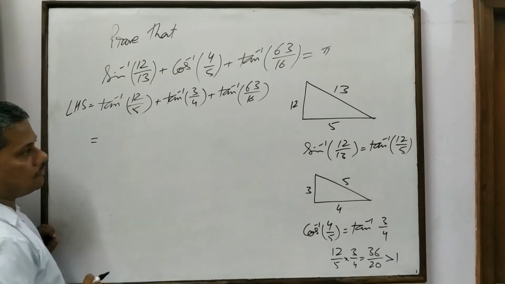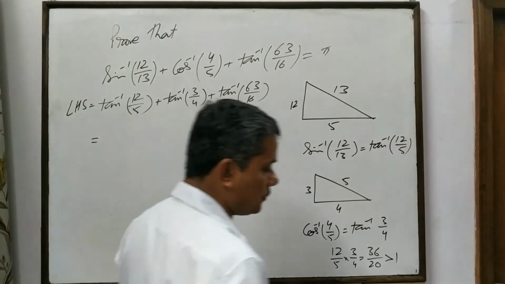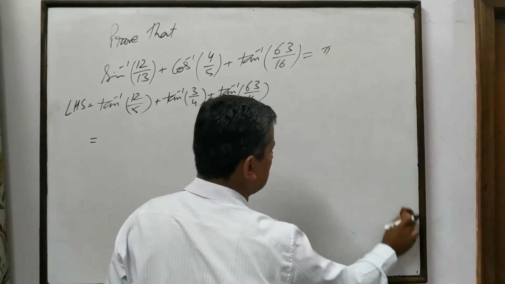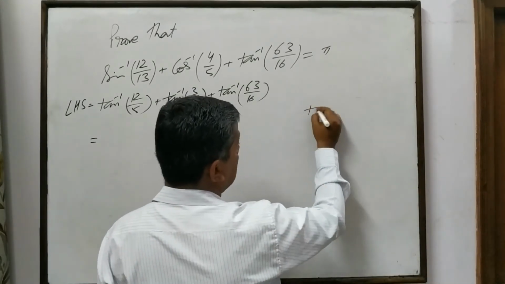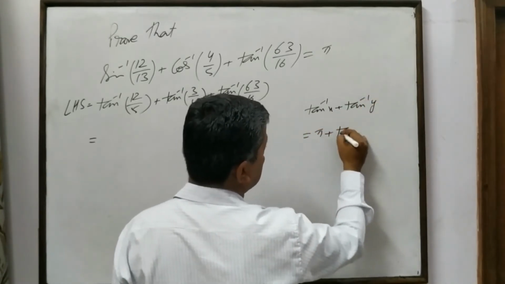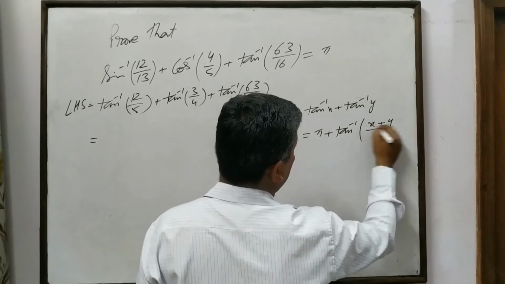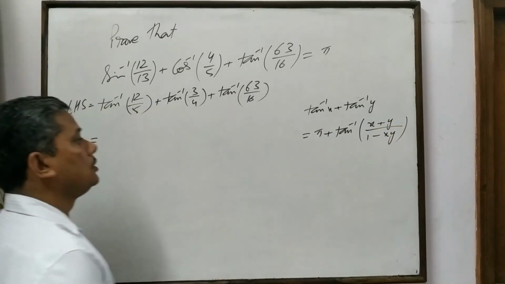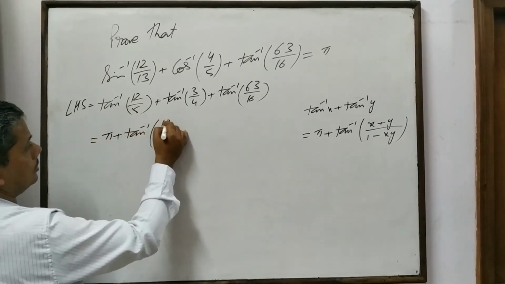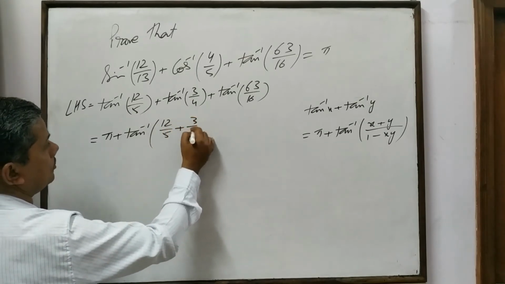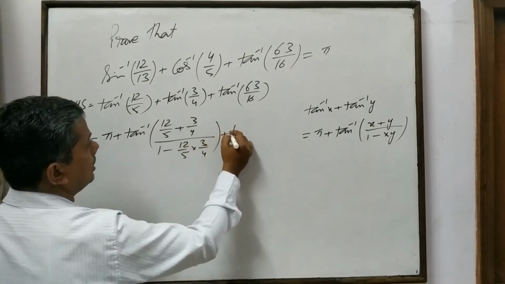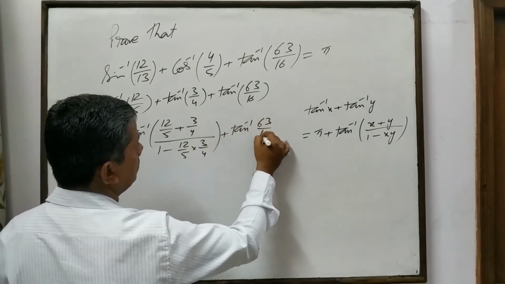So when xy is greater than 1, the formula is tan inverse x plus tan inverse y is equal to pi plus tan inverse of x plus y upon 1 minus xy. So using this formula, this comes out to be pi plus tan inverse of 12 upon 5 plus 3 upon 4 whole divided by 1 minus 12 upon 5 into 3 upon 4, plus tan inverse 63 upon 16.